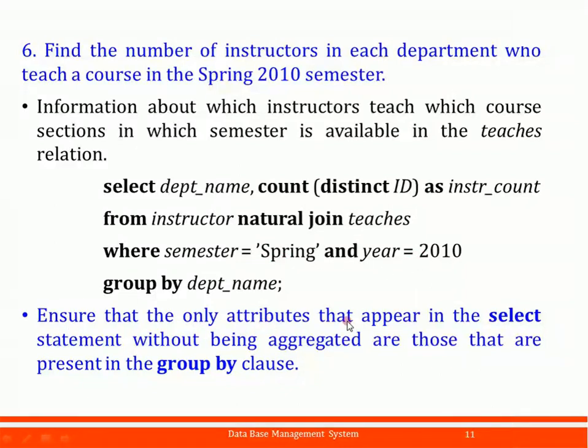Ensure that the only attributes that appear in the select statement without being aggregated are those that are present in the group by. Here the select clause contains the attribute department name, which is not used in an aggregate function; only the ID is taken for the aggregate function. An attribute that is not in an aggregate function must be present in the group by clause. Only then will the output be correct.